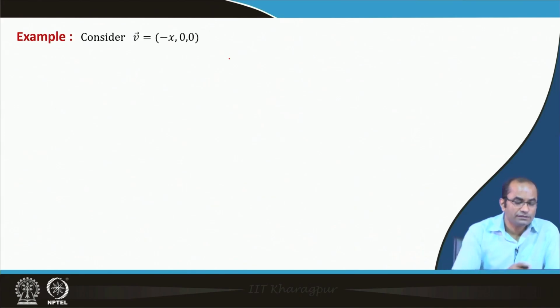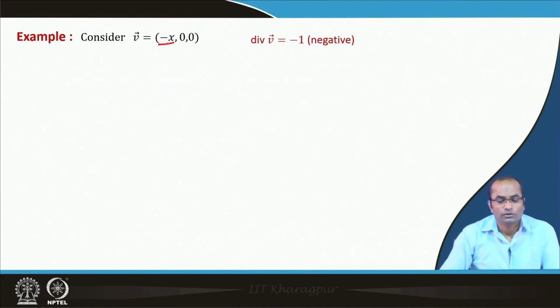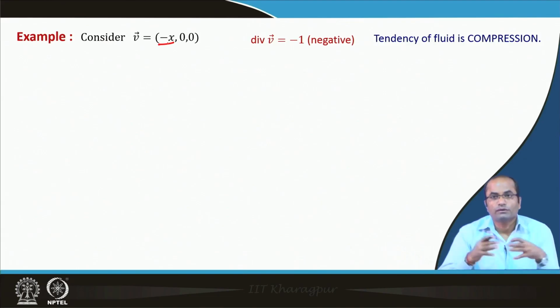For instance, if we consider v equal to minus x instead of plus x, that is the only difference now. Naturally, the divergence will be minus 1, and in this case it is the other way around: the tendency of the fluid is for compression.